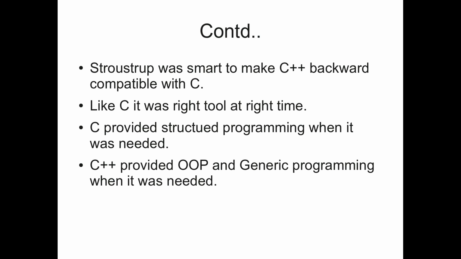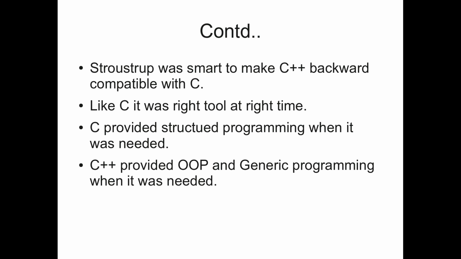Now, when Stroustrup was developing C++, he was very smart. He made a very smart move here, that he made C++ backward compatible with C. If C++ would not have been backward compatible, then probably C++ would not have been as popular as it is. And like C, it was the right tool at the right time. There were tons of code written in C. So when C++ came, people could use that much code written in C. So you don't need to invest your time and money, effort, and you don't need to change technology that much.